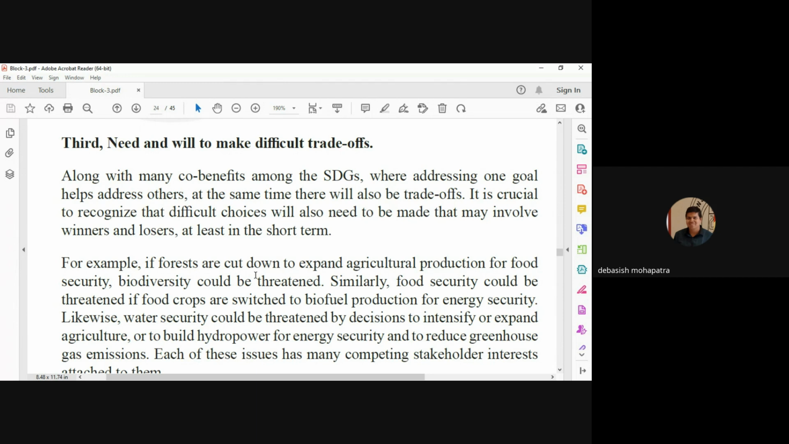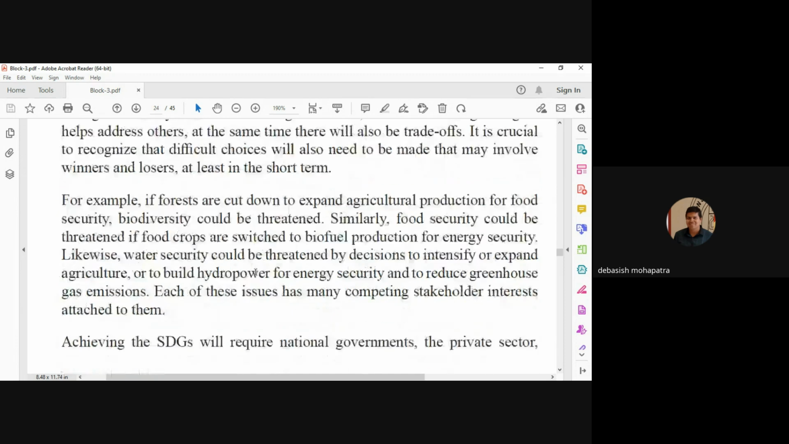For example, if forests are cut down to expand agricultural production for food security, biodiversity could be threatened. Similarly, food security could be threatened if food crops are switched to biofuel production for energy security. Likewise, water security could be threatened by decisions to intensify or expand agriculture or to build hydropower for energy security and to reduce greenhouse gas emissions. So each of these issues has many competing stakeholder interests attached to it.